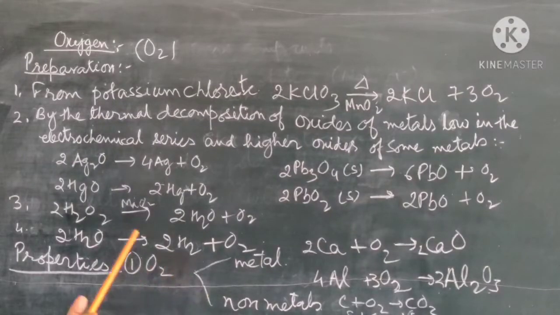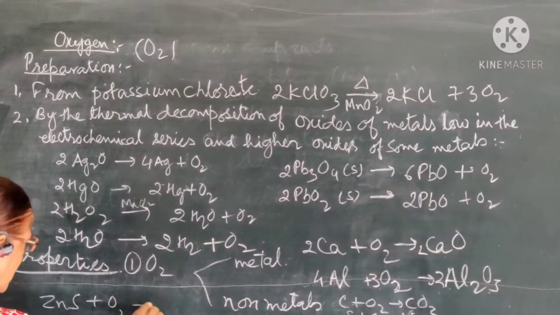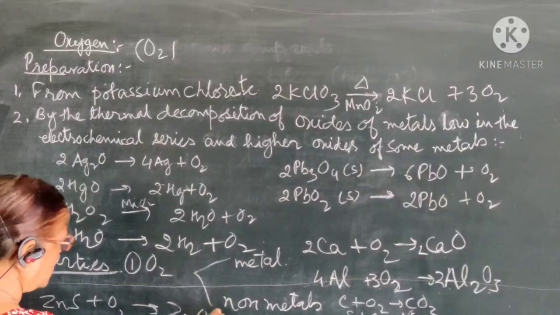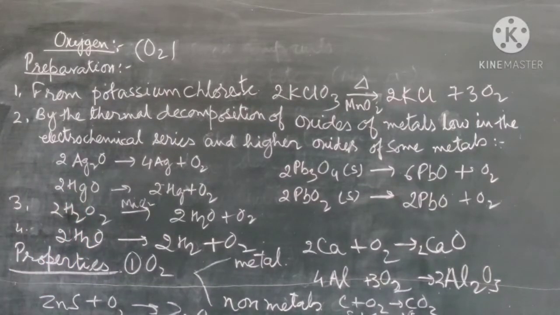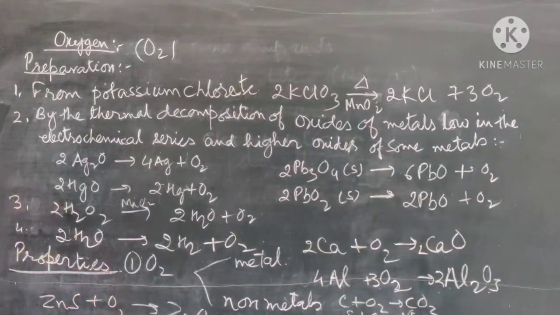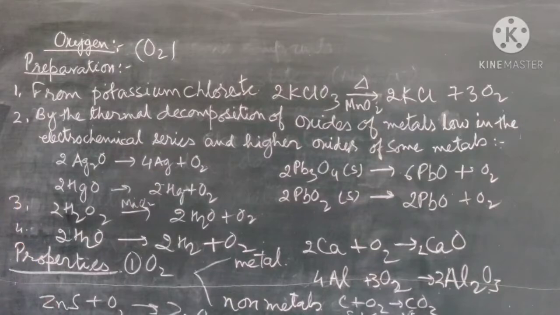You also study what happens when sulfides are heated. Like when zinc sulfide is heated in oxygen, it is converted into zinc oxide with the release of sulfur dioxide. So here there is a reaction of the sulfide. Then many combustion reactions are there, with methane, ethane, propane, butane. When hydrocarbons are burned in oxygen, they form carbon dioxide and water.